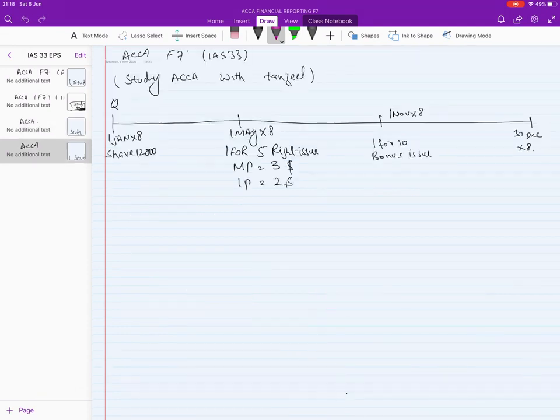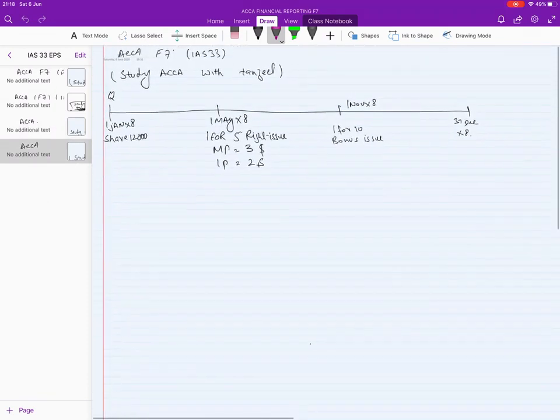Let's do another example. As I told you already, when you see a new question, just go through it and see if you have any bonus issue and rights issue in it. The first thing is to see if we have a bonus issue or rights issue. Here we have both. So we need to take effect from the very first day.